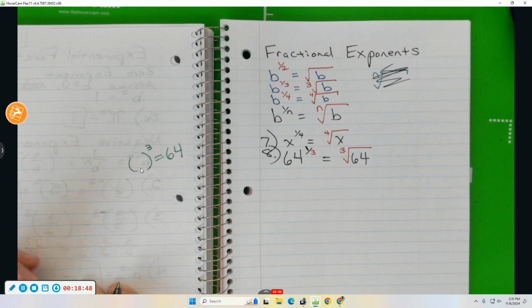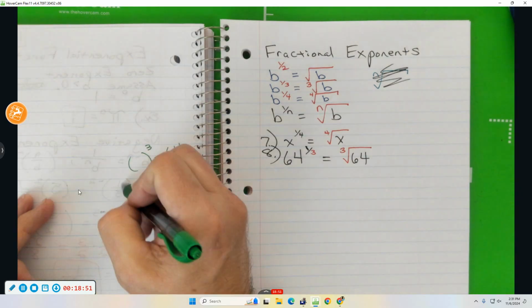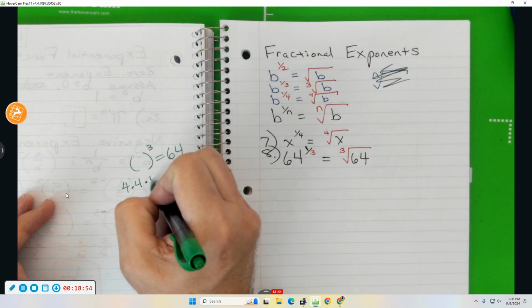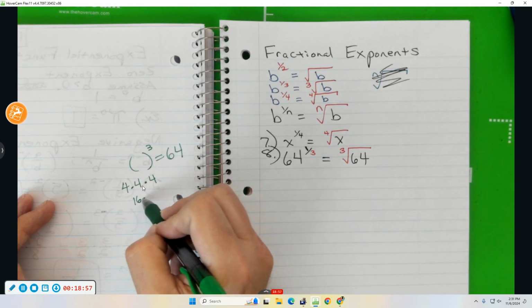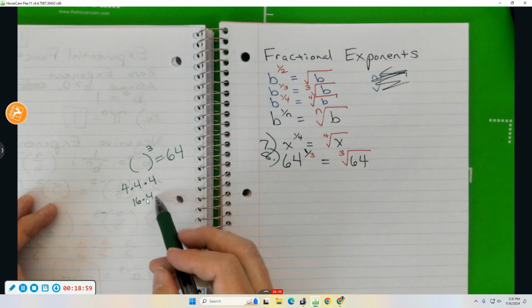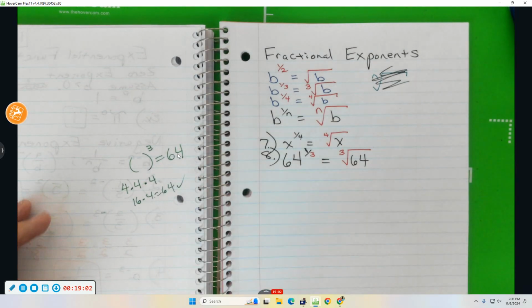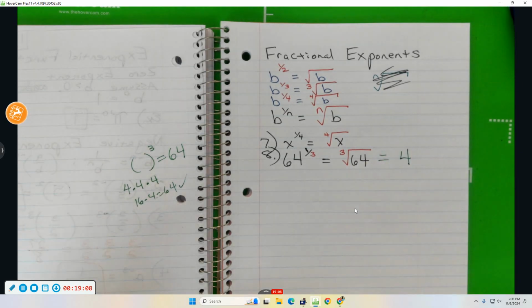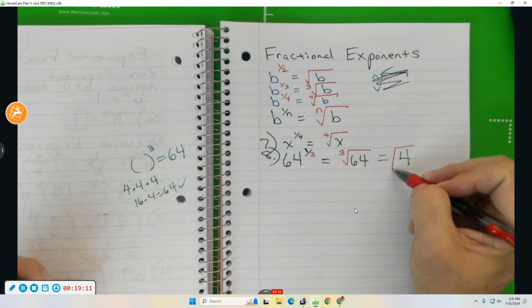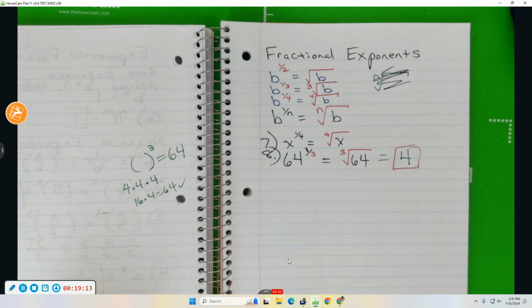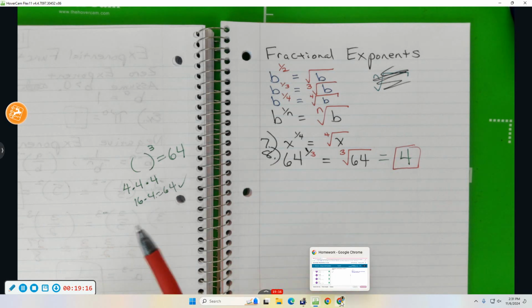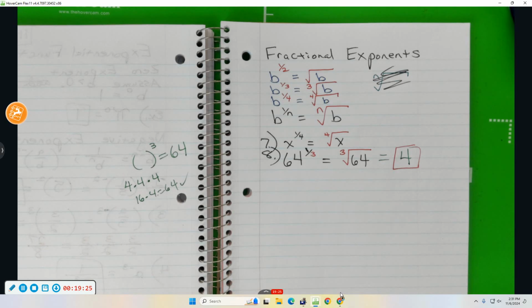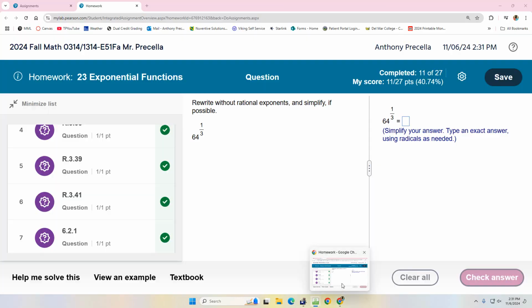What times what times what? 4, let's see, I think that's right. 4 times 4 times 4. 4 times 4 is 16, times 4. 16 times 4, sure enough, it's 64. So the cube root of 64 reduces to 4. Any questions on my logic there? Here's my scratch work. I'm thinking to myself, what times what times what gives me 64? Oh, the square root of 64 is 8, but the cube root of 64 is 4.